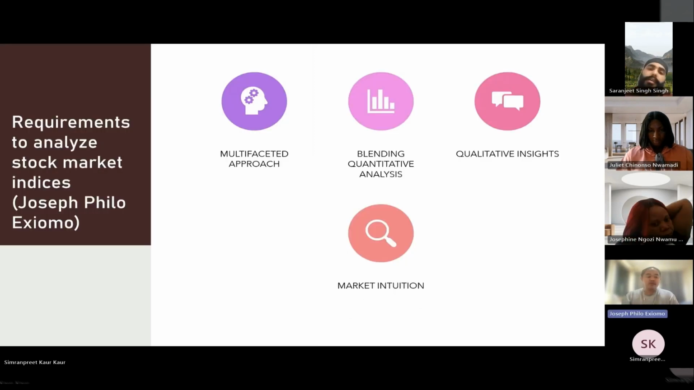So, the requirements to analyze stock market indices. It is important that when we are analyzing stock market indices, we have a multifaceted approach, blending quantitative analysis, qualitative insights, and market intuition.